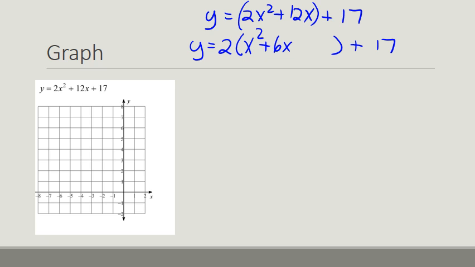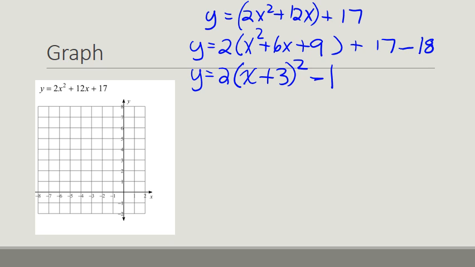Half of 6 is 3. I square 3, I get 9. Here, 2 times 9 is positive 18, so I'm going to subtract 18 here. Okay. This is going to give me y equals 2 times the quantity x plus 3 squared minus 1. So my vertex is negative 3, negative 1. And my a is 2, so I'm going to go over 1 and up 2.